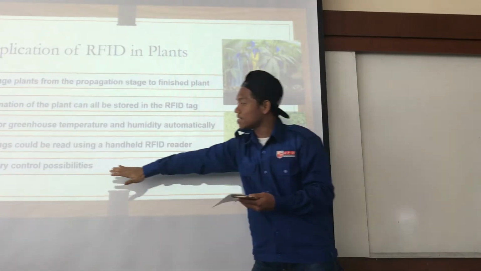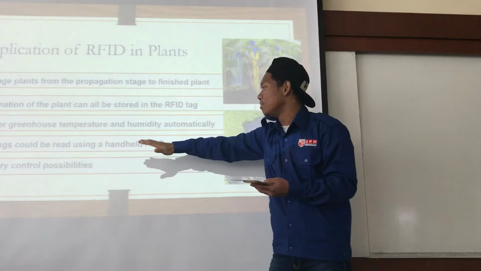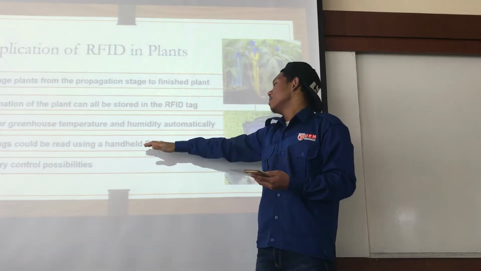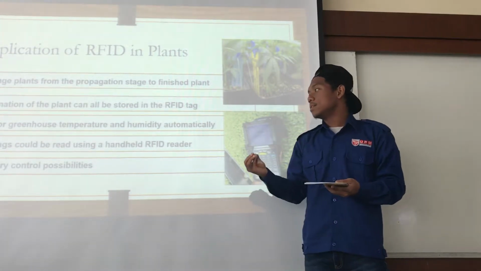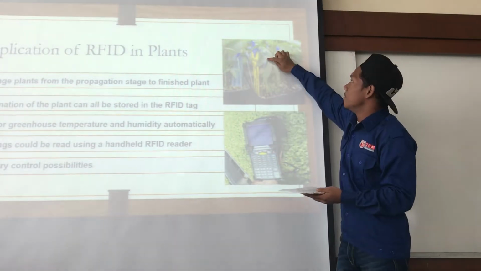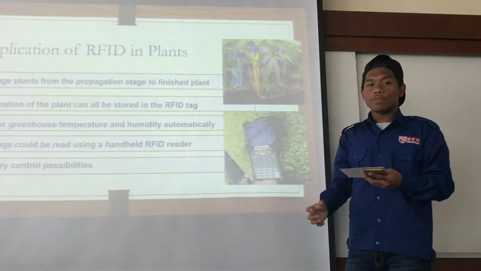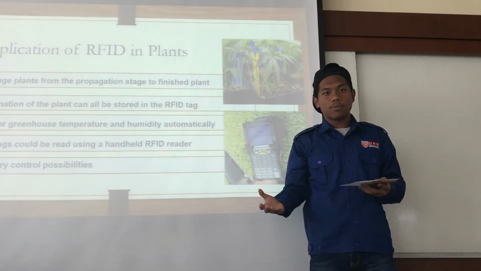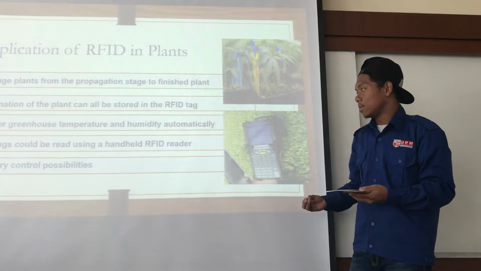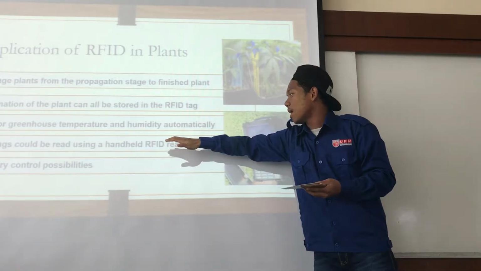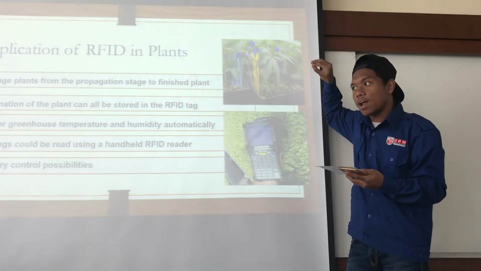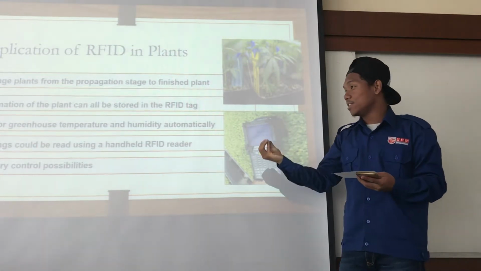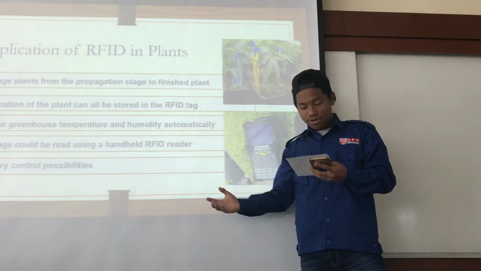Next, you can see the RFID tag can be read using a handheld RFID reader. RFID is a tag that we put in the plant. So how can we read the information? The RFID reader can read all the information that is stored in the RFID tag. That's the use of the RFID reader.